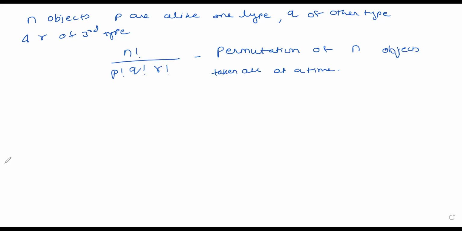If they say out of n objects, you have to select some objects, then there is no such concept. Out of n objects, we have to select all objects. There is no concept of out of n, you will select 4 or 5. No. If it is alike, then we are only learning about selection of all objects.